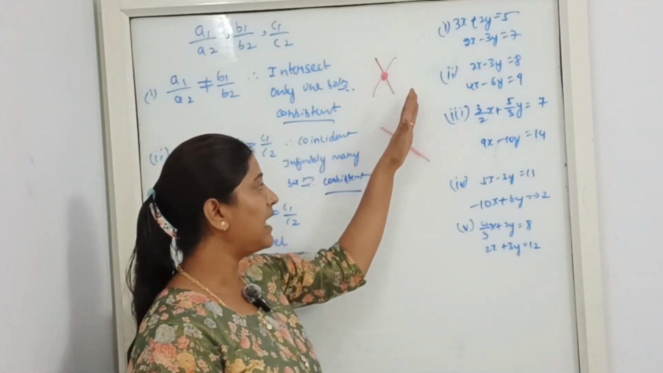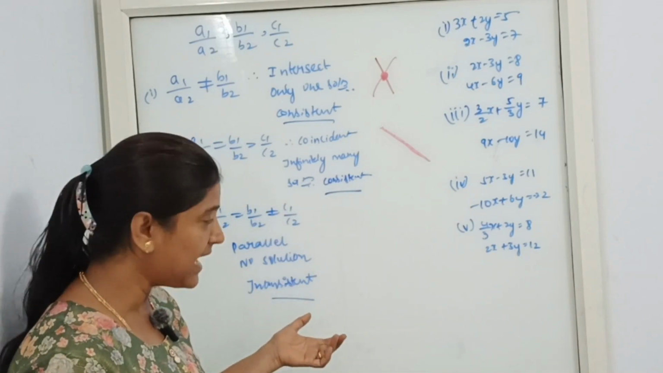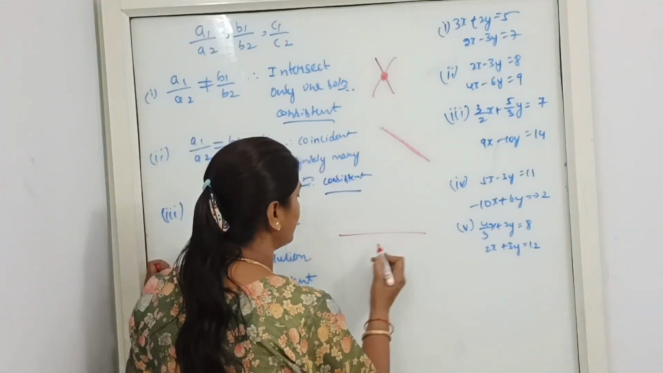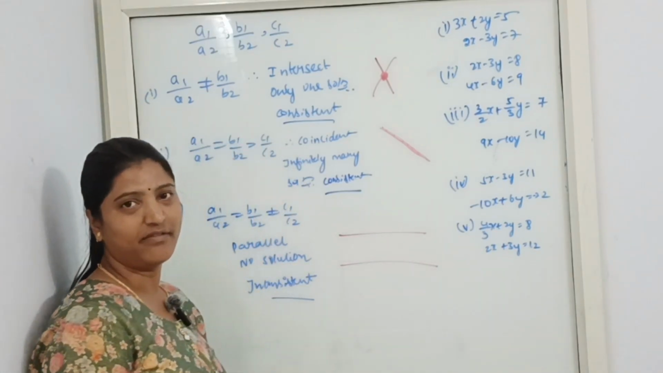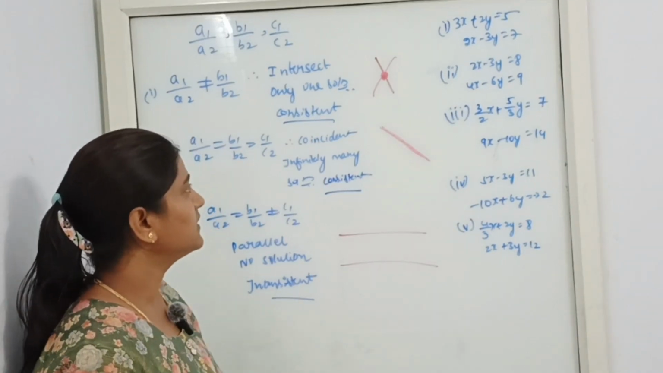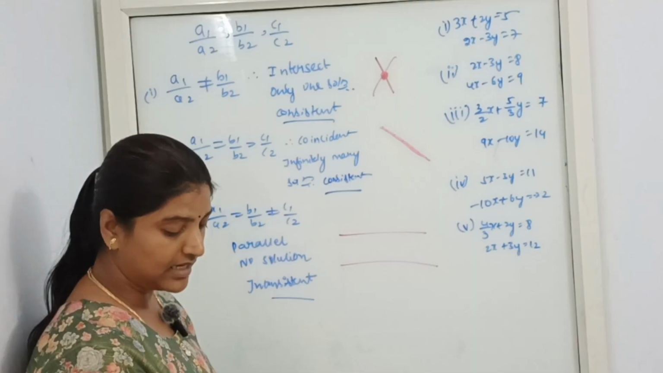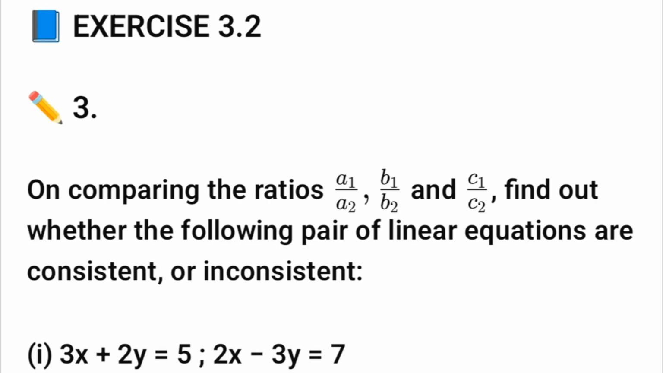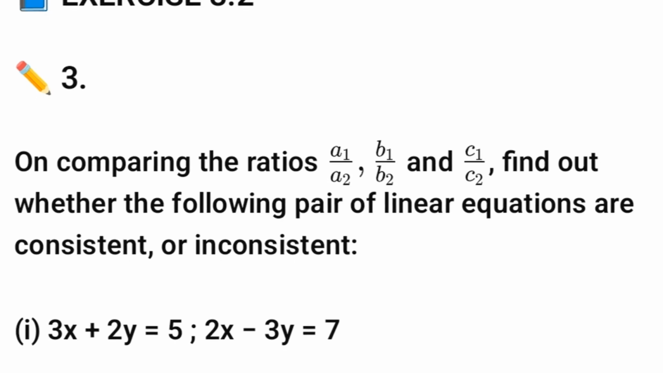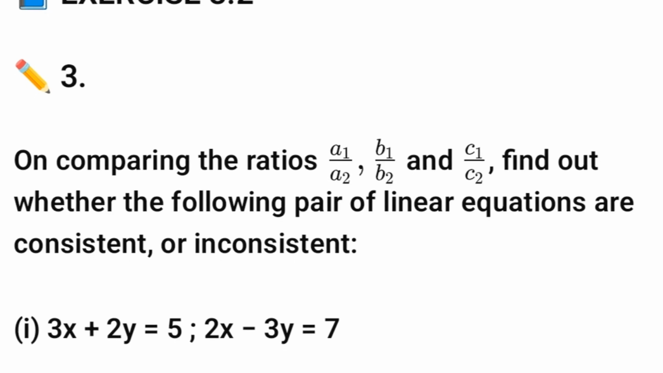Clear? So let us do all these five by comparing these values. Parallel lines, you know, maintain a fixed distance and keep on going, so they never meet. Let us see whether these given five sums belong to consistent or inconsistent. By comparing the ratios a1 by a2, b1 by b2 and c1 by c2, find out whether the following pairs of linear equations are consistent or inconsistent. One is 3x plus 2y is equal to 5, 2x minus 3y is equal to 7.